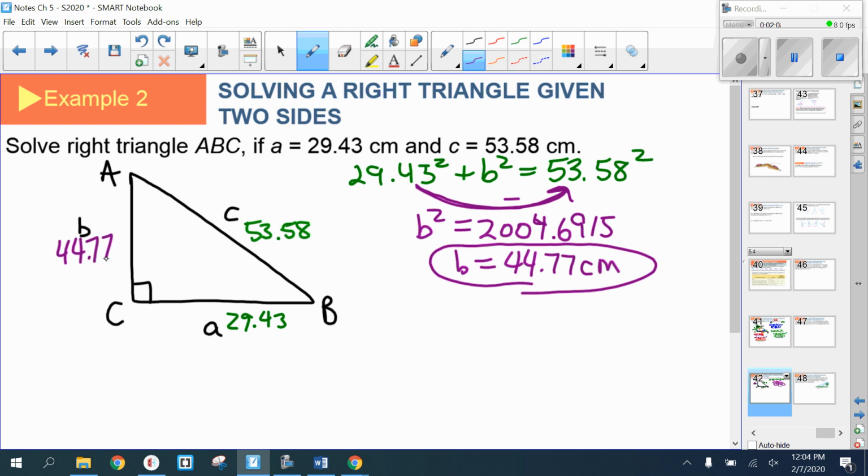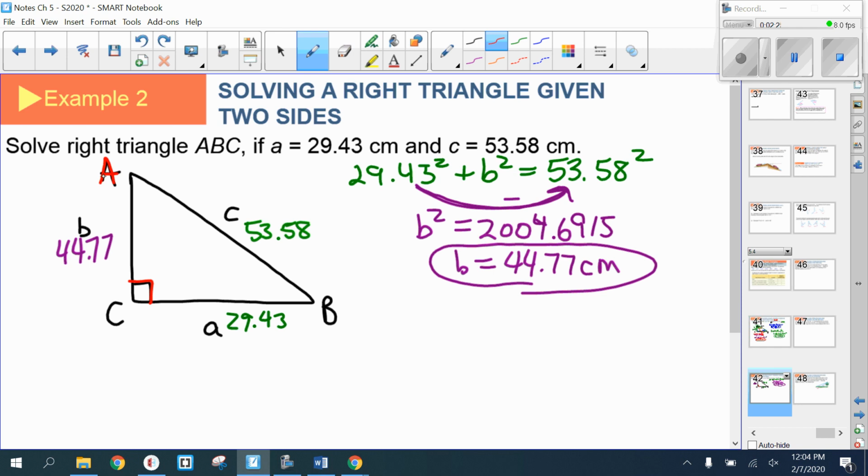All right, 44.77. I've got all the sides. I've got one of the angles. I've got to find the other two angles. Now that's where trig comes in, because trig is going to be a good link between sides and angles. So pick one of the angles. I'm going to look at angle A first.